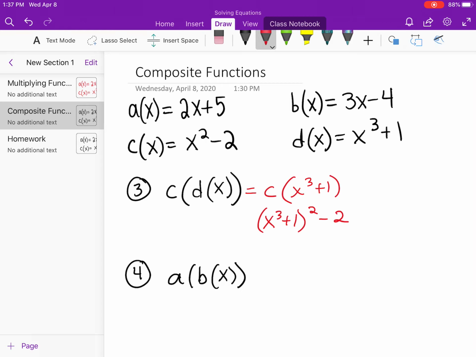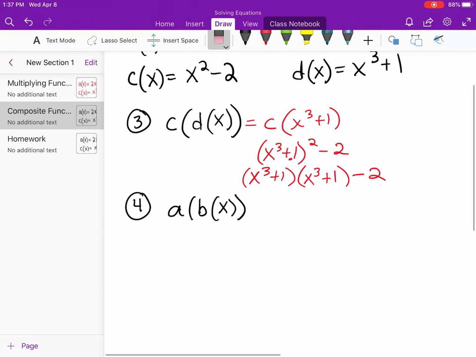Okay, this is going to end up being a much bigger problem than I thought it was. The reason for that is because now I have to expand x to the third plus 1 and square it. So it's going to look like this: x to the third plus 1 times x to the third plus 1, and then I've got that minus 2 down there.